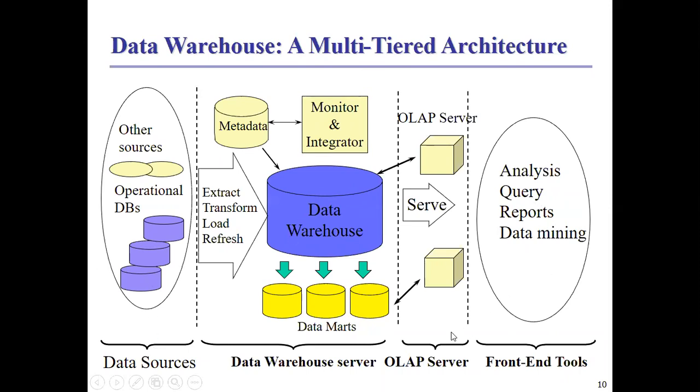Here in this entire figure, you can see that the figure is divided into four parts, right? If you go to the bottom, you will see data sources. The second part is the data warehouse server, the third part is the OLAP server, and the fourth part is the front end tools. So don't get confused, these make up the three-tier architecture.